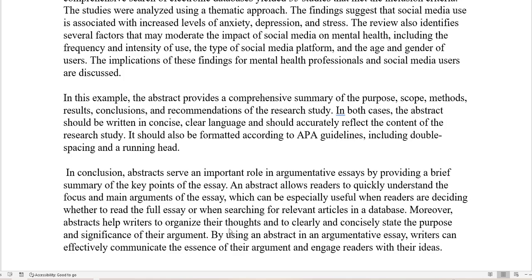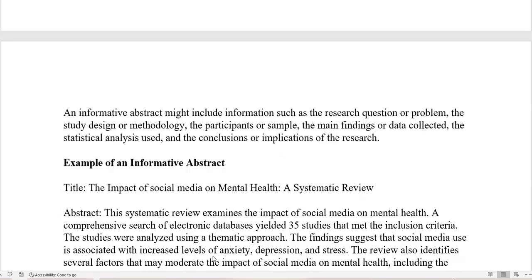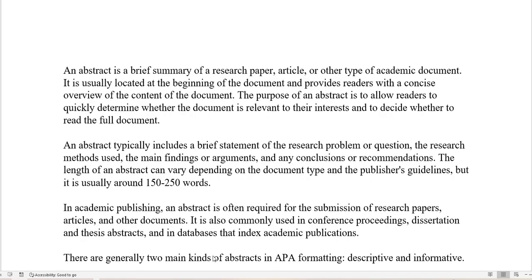Moreover, abstracts help writers to organize their thoughts and to clearly and concisely state the purpose and significance of their argument. By using an abstract in an argumentative essay, writers can effectively communicate the essence of their essay and engage readers with their ideas. So this pretty much sums up what is an abstract. Basically, it's a summary at the beginning of your paper that summarizes what you wrote for your argument.